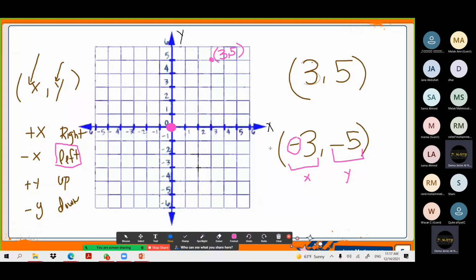Now then, I have -3. So I have to go on the x-axis, but to the left, with 3 units. 1, 2, 3. Here I am. Now then, -5. I have 5 units, but now downward, starting from this location. 1, 2, 3, 4, 5. So at this point here, you have (-3, -5).